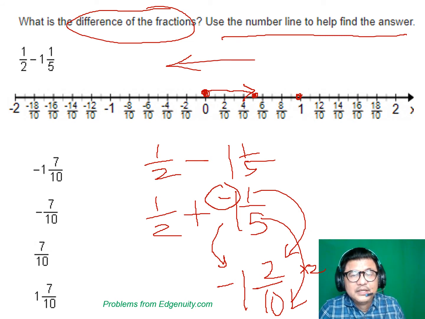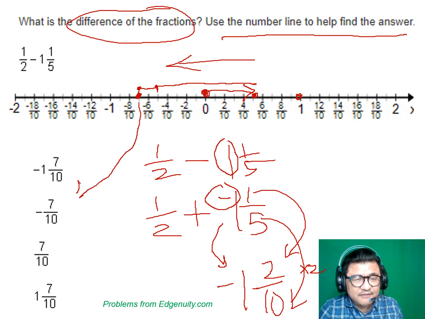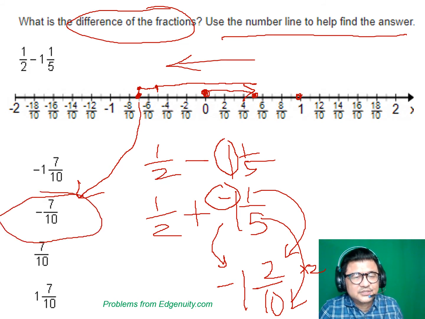Okay, from here, how can you move a whole if you're already at half? From here, I will move a whole: half, and another half. So I'm here. That's the 1 whole part. But I still need to move 2 tenths. Where are those 2 tenths? 1 tenth and 2 tenths over there. So I ended here. What do you name that part? Between negative 6 and negative 8, that's negative 7. So there you go. This is the answer, negative 7 tenths.